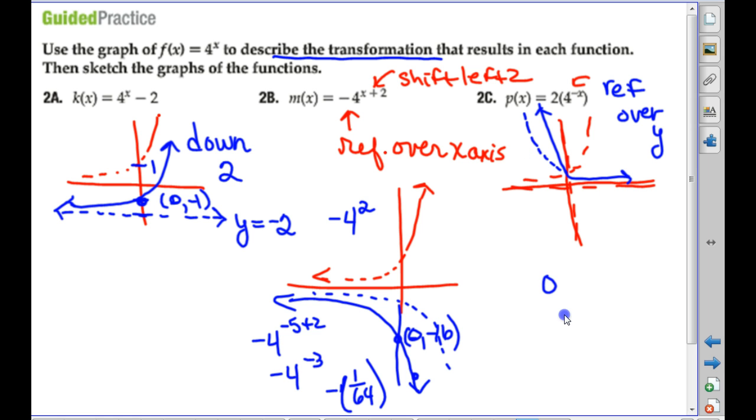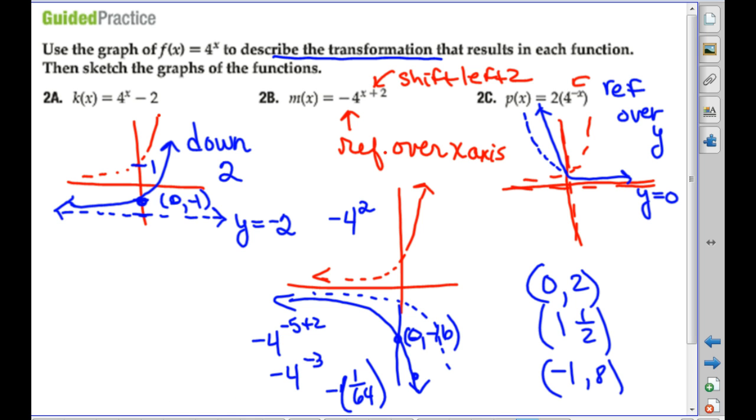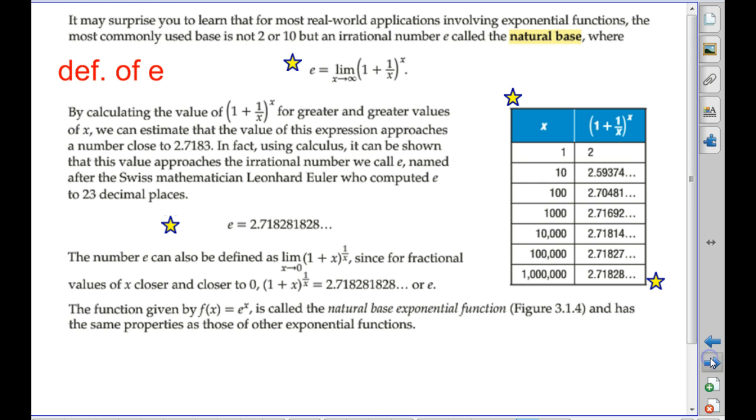If we put in a 0, we would get out what? 2, yes. And the asymptote is still y equals 0. If we put in a 1, we'd get out a 1/2. If we put in a negative 1, we'd get out an 8, I think. All right, anyway. Transformations still hold true. This is very important.